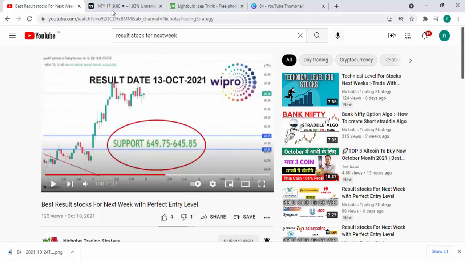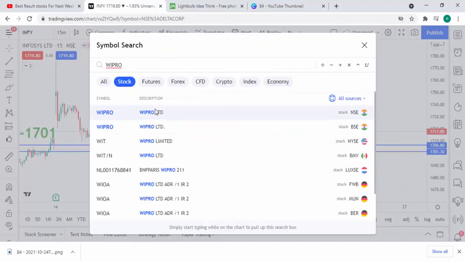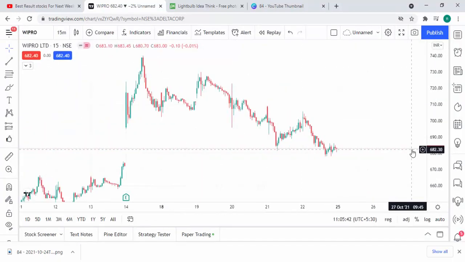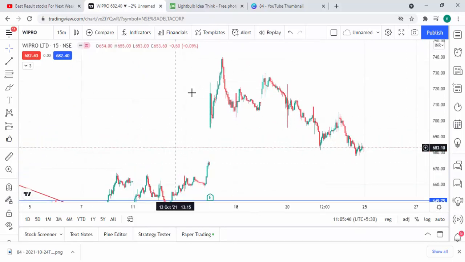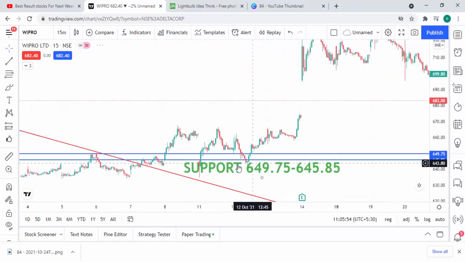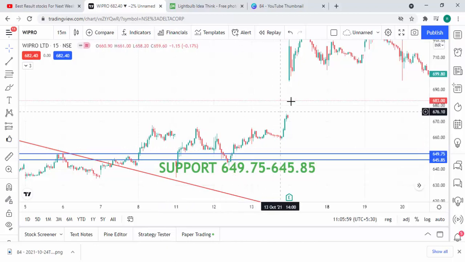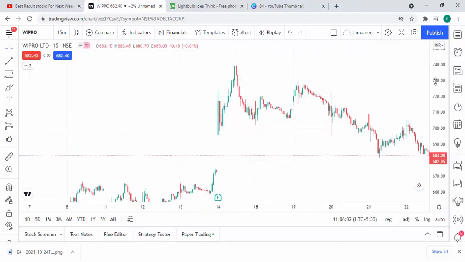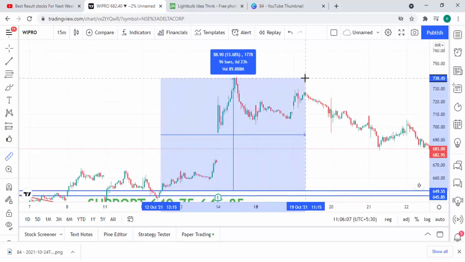The stock is Wipro. You can see the 11th 50 minutes candle is closing above the level, then it's going up. See, here also it's closing above, then it's going up. More than 13% we got it.